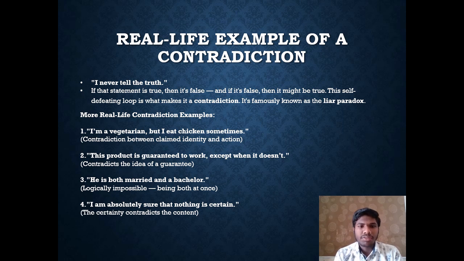Most real life contradiction examples: I am vegetarian, but I eat chicken sometimes. Contradiction between claimed identity and an action. This product is guaranteed to work, except when it doesn't. This contradicts the idea of a guarantee. He is both married and a bachelor. Logically impossible, being both at once. I am absolutely sure that nothing is certain. This certainty contradicts the content.